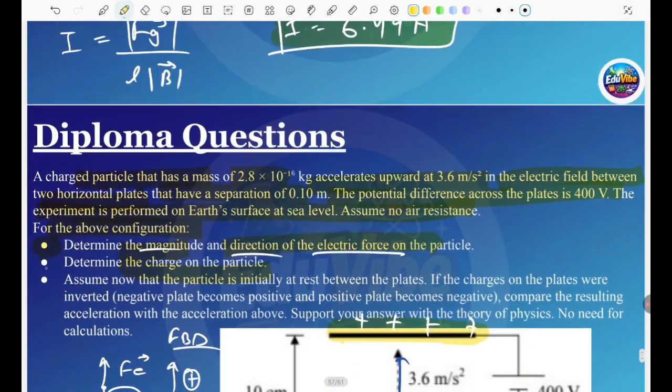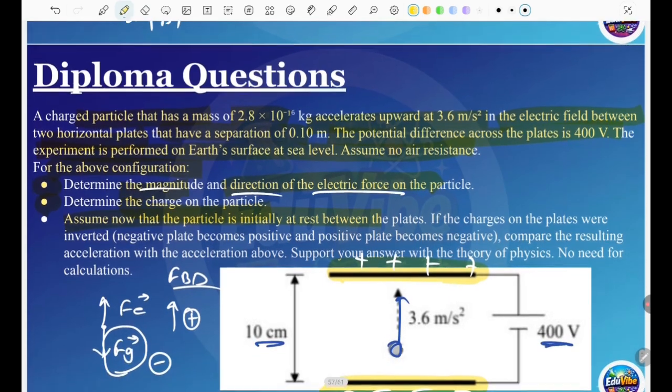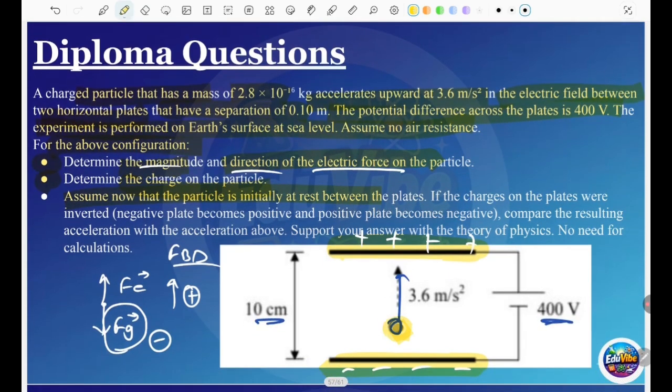So the last thing is a new thing for you, the written response. As they mentioned, assume now that the particle is initially at rest between the plates. If the charge on the plates were inverted, what do we do? We invert the charges: the negative plate becomes positive and the positive plate becomes negative. So this they tell us.